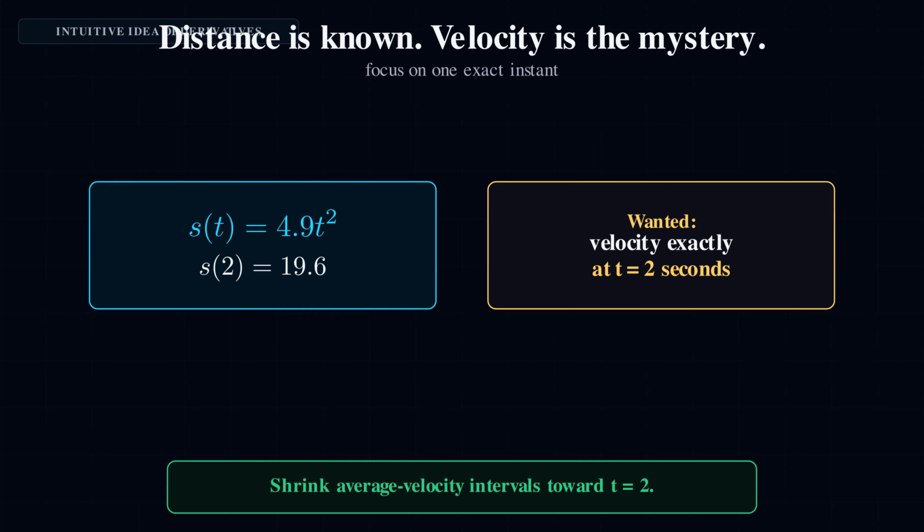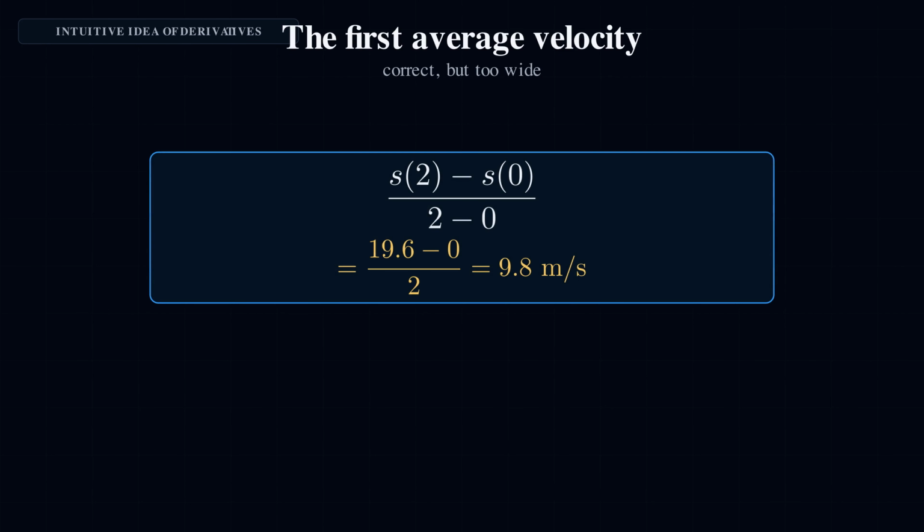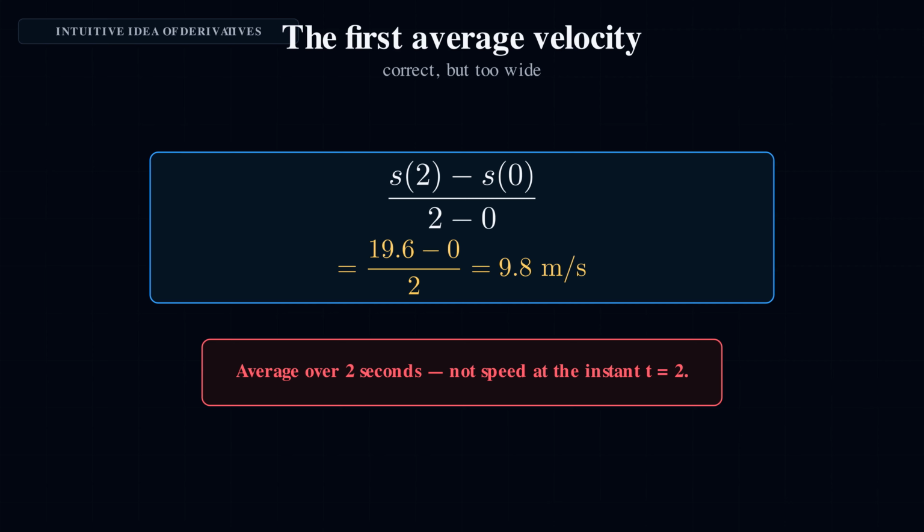To find velocity exactly at t = 2, we shrink average velocity intervals closer and closer to that instant. From t = 0 to t = 2, the average velocity is 19.6 divided by 2, which is 9.8 meters per second. This is correct, but it is an average over 2 seconds. It is not the speed at the exact moment t = 2.